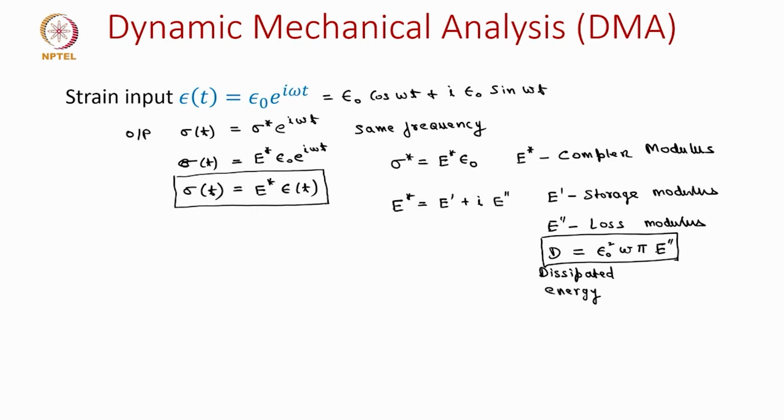Now let us substitute this formula into the expression for output stress. So it will be E star, that is E dash plus i E double dash, times epsilon naught e power i omega t.